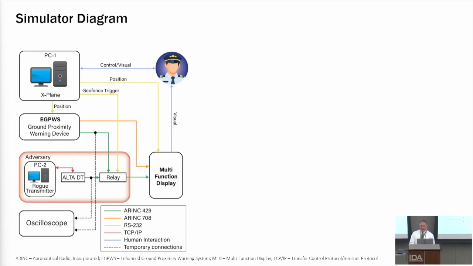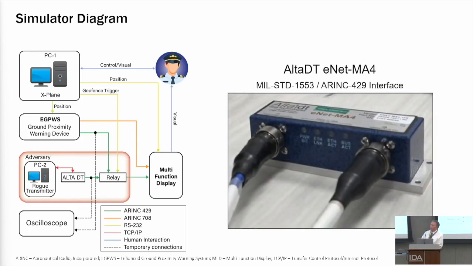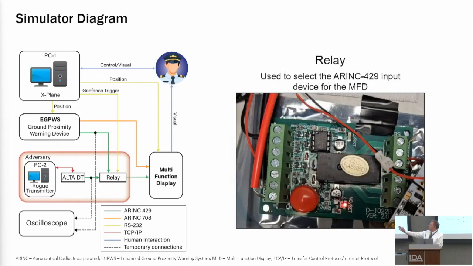Here we have a PC, which acts as a leave-behind device. That device talks to what we call an ALTA-DT, a component which creates ARINC 429 message traffic. This is what the ALTA-DT looks like. That data then moves over to a relay. The relay is what allows the adversary to switch between actual message traffic from the Egyptus unit to false positive data from the adversary going to the multifunction display, which might impair the pilot's ability to safely fly the aircraft.